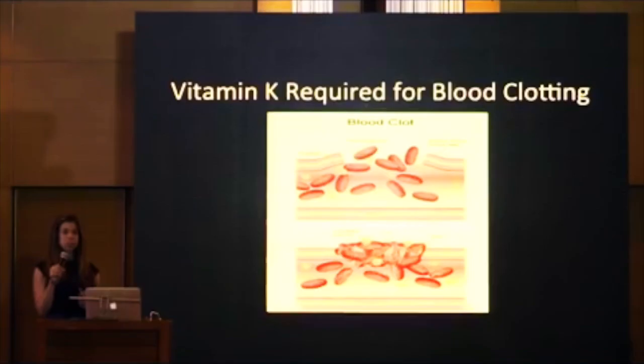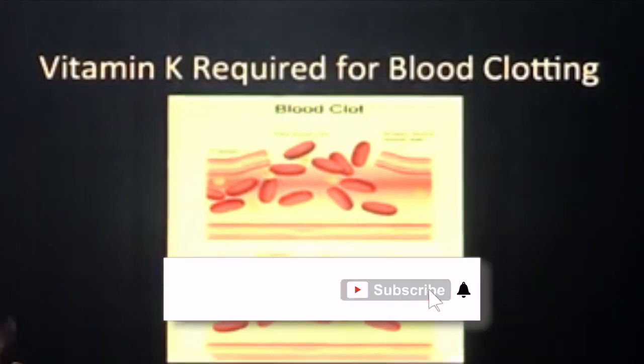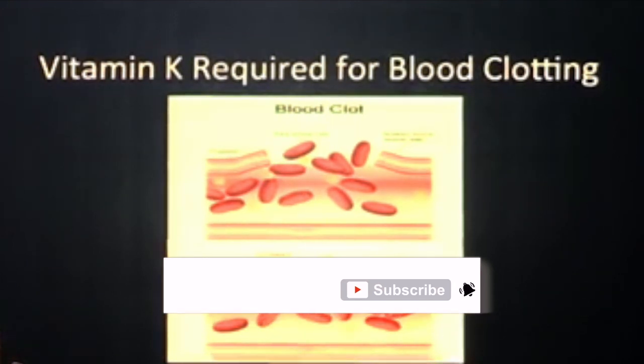One of those functions is it's required for the activation of proteins that are involved in blood clotting, so coagulation. And without vitamin K, those proteins cannot get activated and you won't be able to clot your blood, which could be pretty bad because you could have internal bleeding and a hemorrhage. So vitamin K is very, very important for this short-term survival function of coagulation. Vitamin K goes to the liver where all these proteins involved in coagulation are, and it activates them so that they can then proceed with their function in blood clotting.